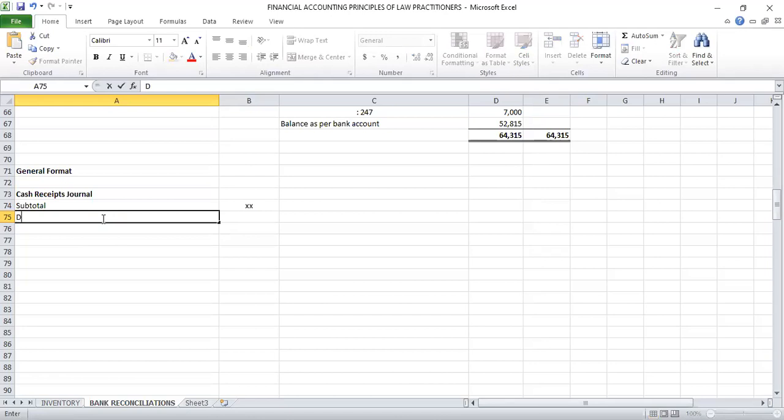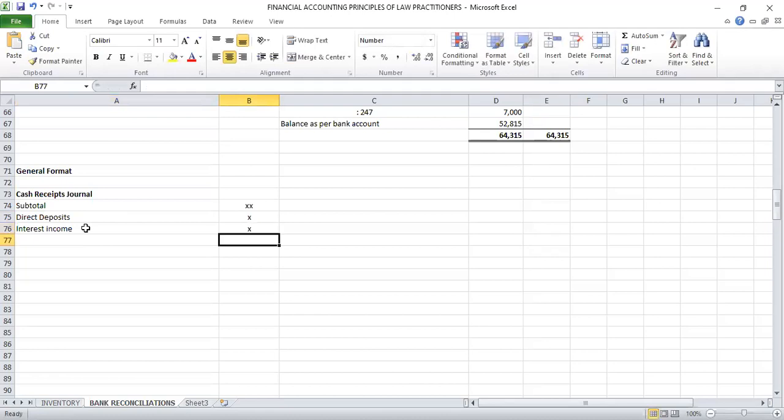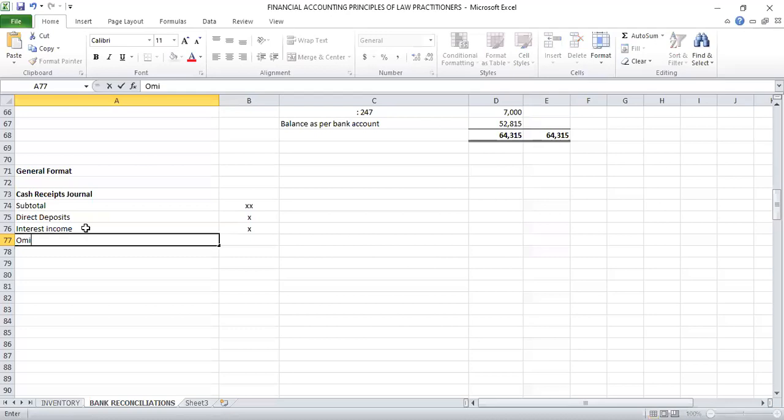Things like direct deposits. Remember from last week we said these are amounts that are deposited directly into our bank account by our clients. Right. We have got interest income. The bank can credit you with interest. That interest also has to be recorded in the cash receipts journal. Omitted receipts. If there are any omitted receipts, we'll have to record them.